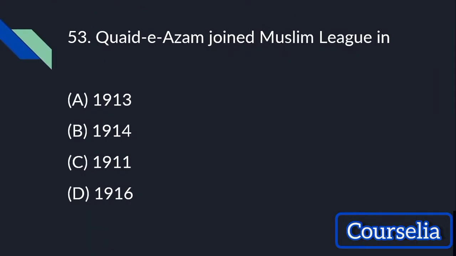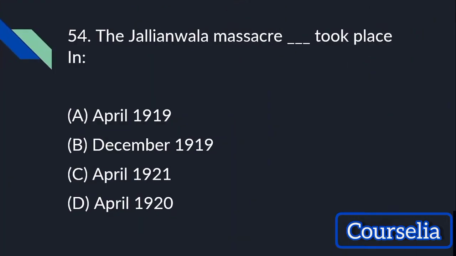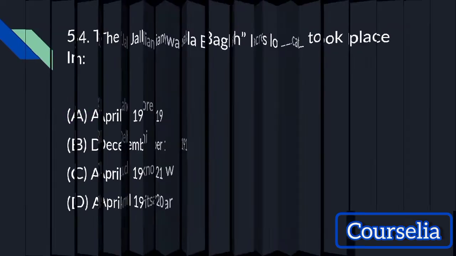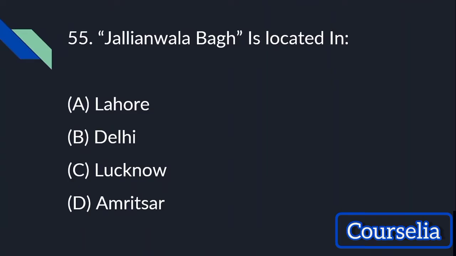Quaid-e-Azam joined Muslim League in 1913. The Jallianwala massacre took place in April 1919, December 1919, April 1921, April 1920. The answer is April 1919. Jallianwala Bagh is located in Lahore, Delhi, Lucknow, Amritsar. Amritsar.